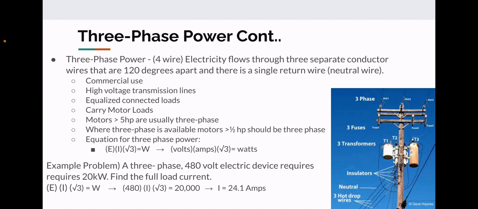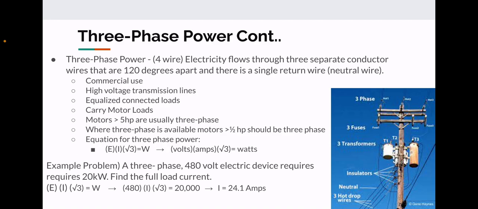And this is going to be carrying your motor loads, so if you have heavy equipment, or in this case, any motor that is greater than 5 horsepower, you're going to need a 3-phase power connection. Or if you have a motor that is greater than half the horsepower, which, I'll be honest, I can't quite understand, you can ask Dr. Salih to explain that. That also needs to be a 3-phase power connection. So the equation for 3-phase power is a little different.